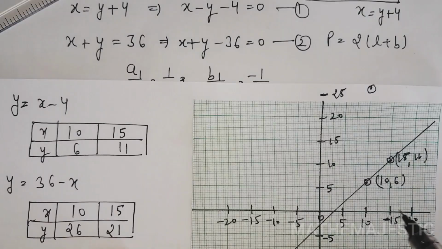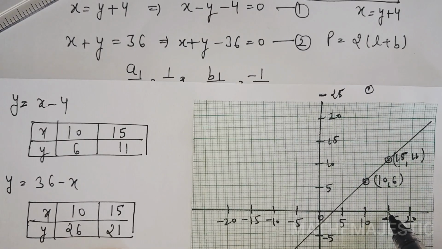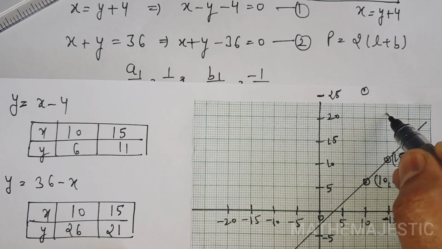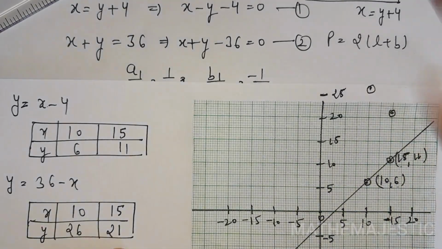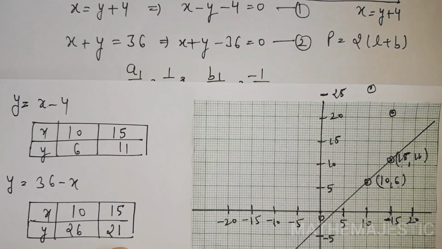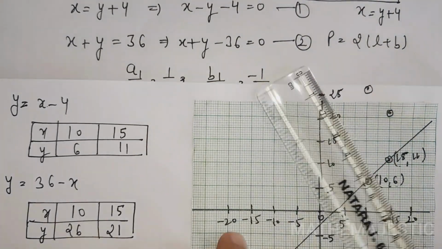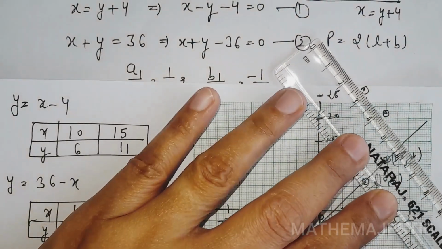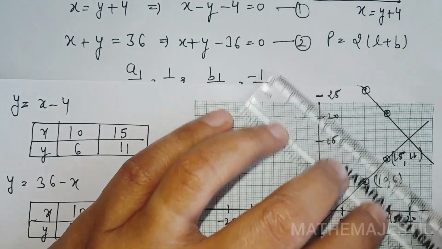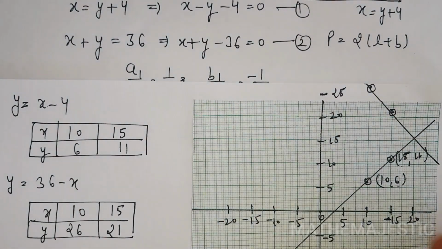And if x is 15, then y is 21. 21 will be lying here like this. So the line will be passing through these two points. You may take a larger graph, or you may take different numbers to make it appropriate, or you can draw this on a larger graph sheet. Then you will find the appropriate solution here. So the second equation will pass through this point.